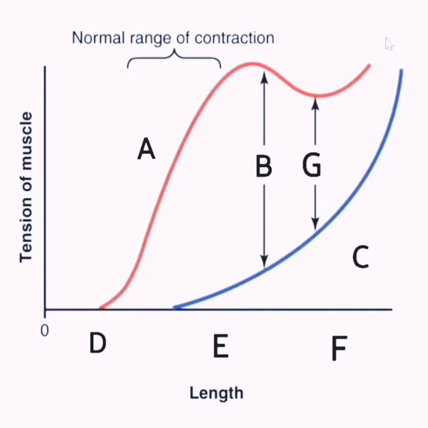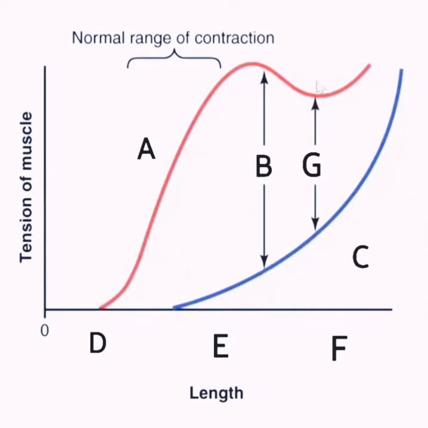So today we're going to be discussing a very important but simple concept regarding contraction and tension of muscle and length. As you can see, here in front of us is a graph that represents the relationships between the tension of the muscle, its length, and its contractile tension or range of contraction. Before we jump into the questions, we need to understand what we see in front of us.